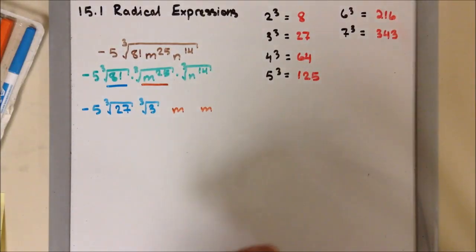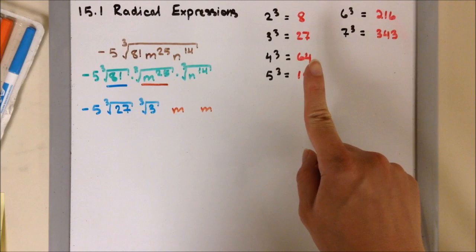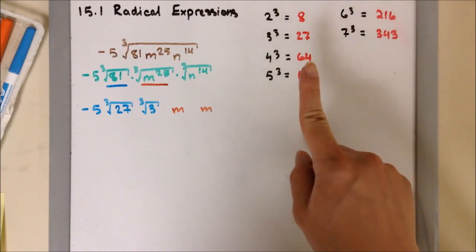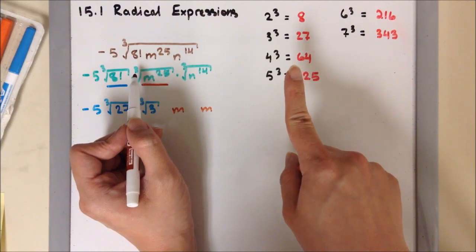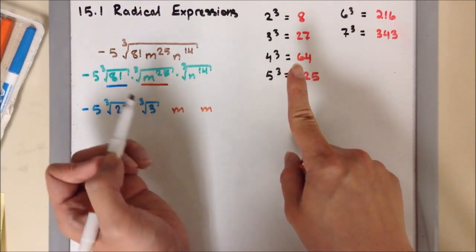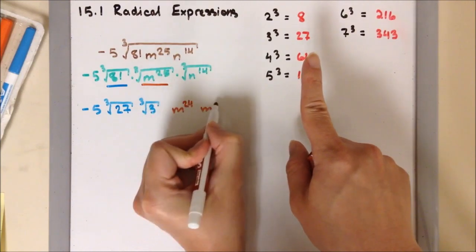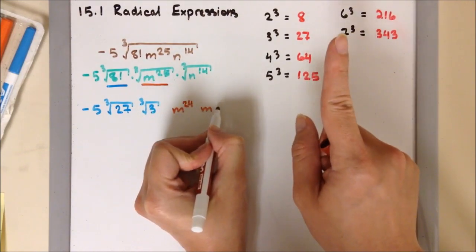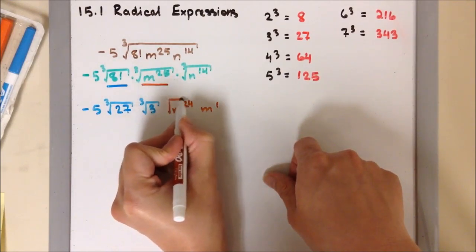So, starting with 25 and counting down, if I take 1 away, then I'm going to have 24. So the question is, can 3 go into 24 as a whole number? The answer is yes. So I'm going to write 24 on the first m, and then I'm going to write the 1 that I took away on the second m. Both of them have the cube root.